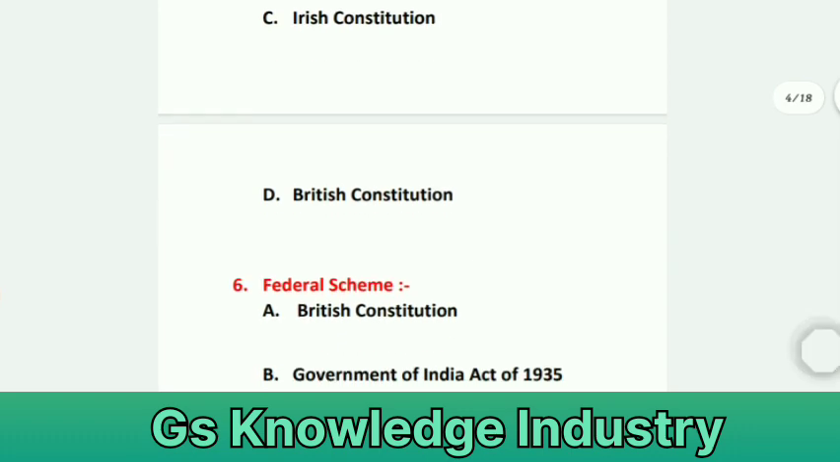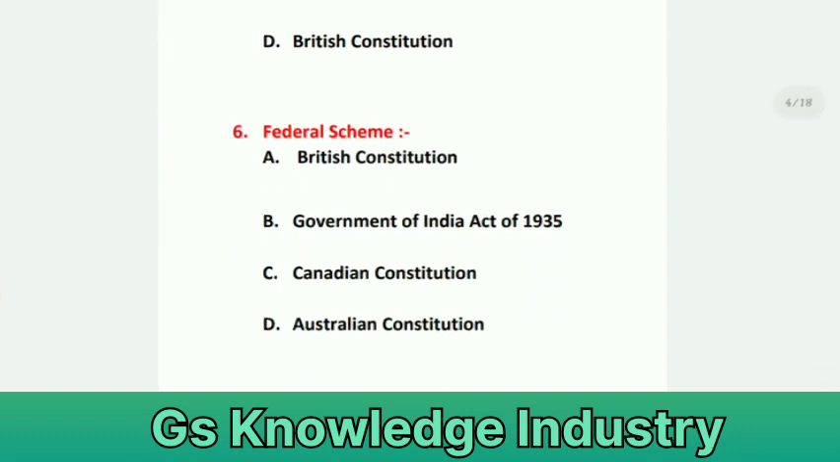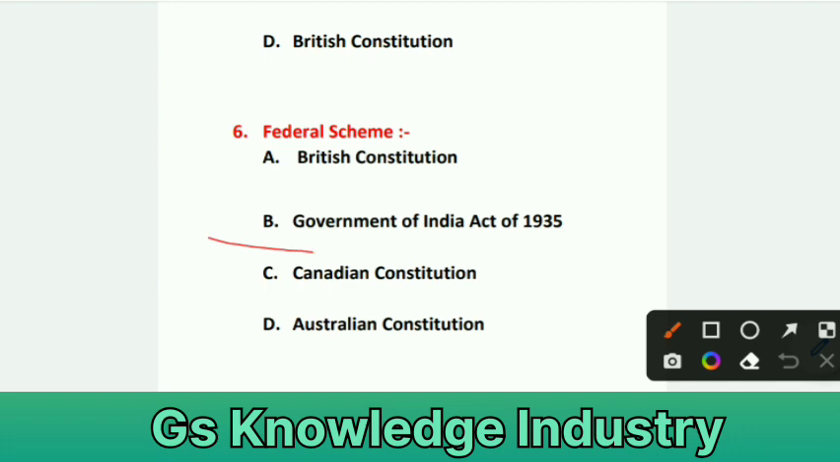6 number question. Federal scheme has been derived from which source? Option A British Constitution, option B Government of India Act of 1935, option C Canadian Constitution, option D Australian Constitution. Here the right answer is option B. Option B is the correct answer. Government of India Act of 1935.